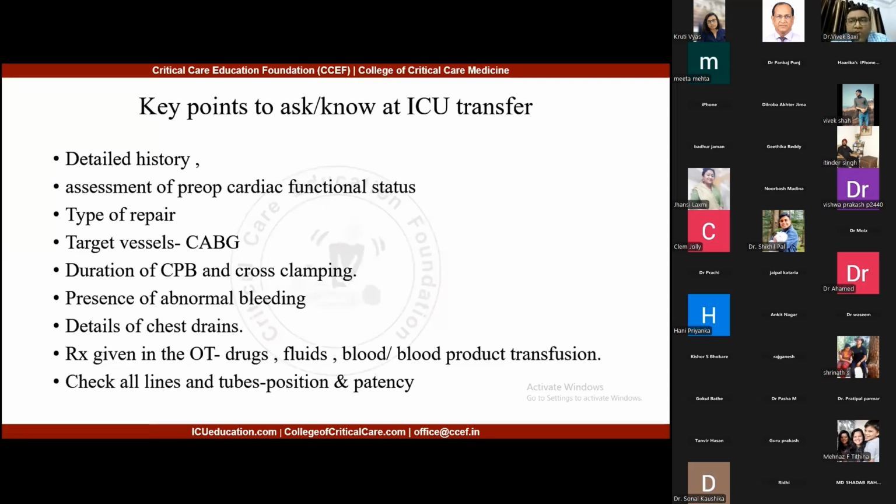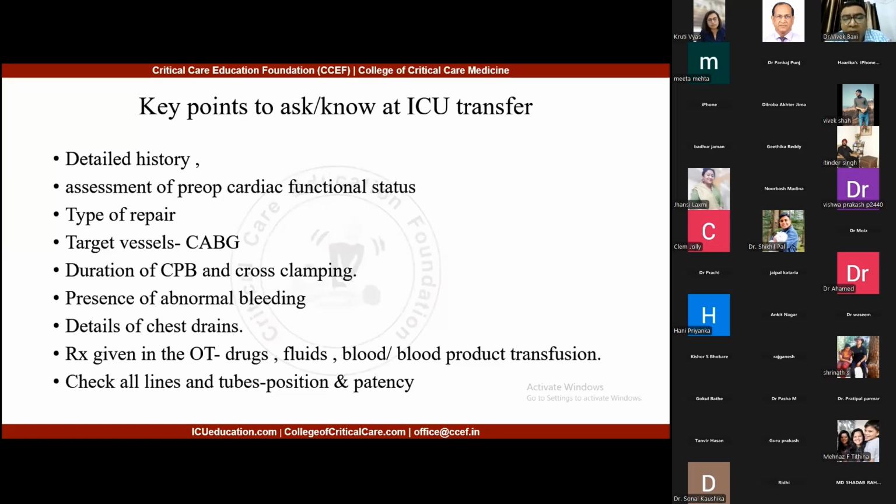And before we go further, these are the key points to ask while you are taking over the post-CABG or post-cardiac surgery patient, or to know while the patient is being transferred to the ICU. One thing is detailed history of the patient, past comorbidities, any past medications, assessment of pre-op cardiac functional status. If any valvular surgery has been done, which type of repair of the valve has been done. Any targeted vessels if CABG has been done. Duration of cardiopulmonary bypass, for how long the patient has been kept on cardiopulmonary bypass? And the cross clamp duration is very important.